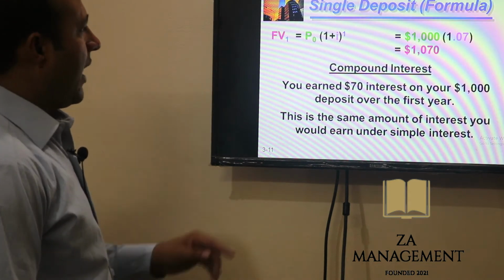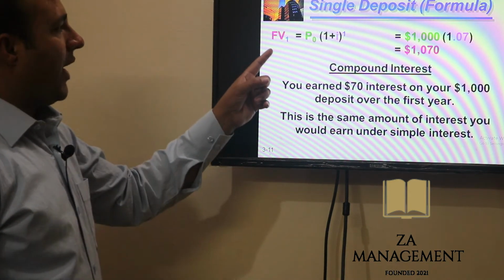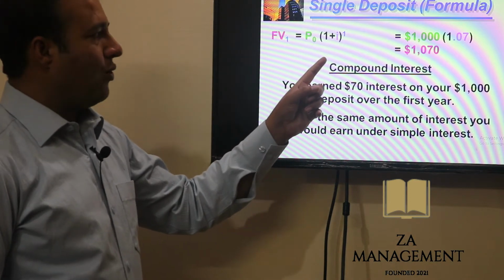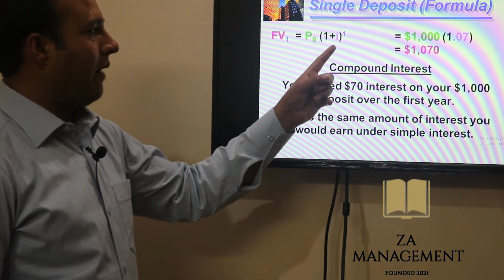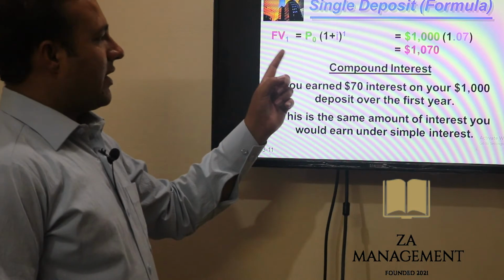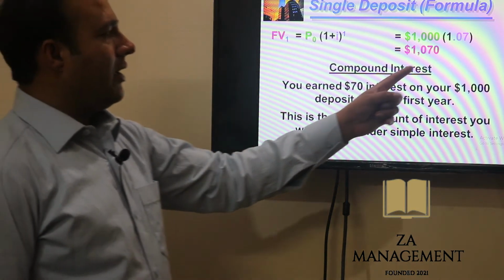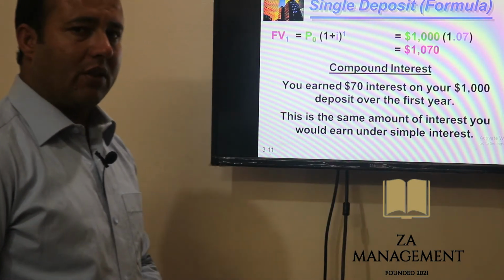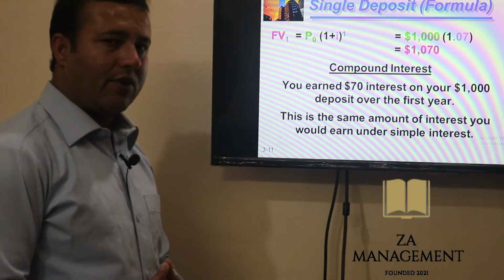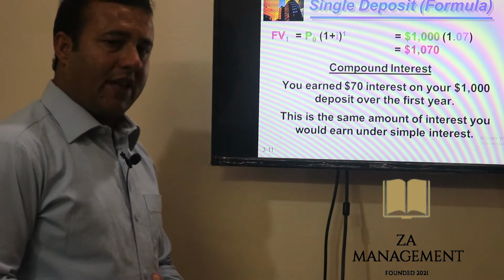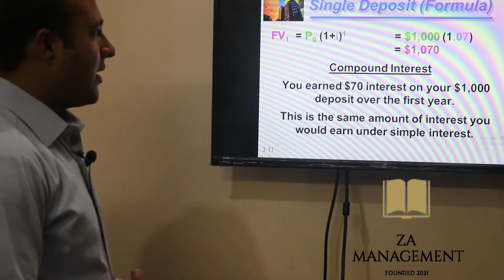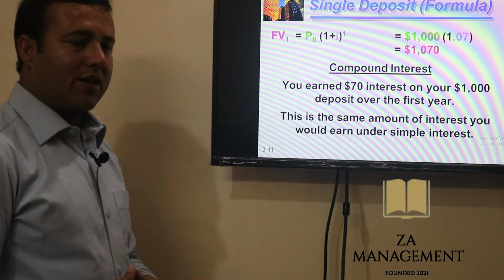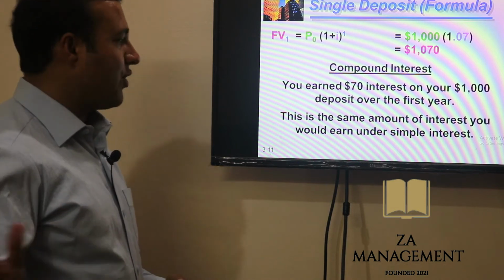The future value formula is this one. Future value is equal to P naught into (1 plus I) whole to the power n. Here, if this is the single period case, then 1000 multiplied by 1.07 is 1070, which was also the case in simple interest. So if the investment period is a single one, simple interest and compound interest will result in the same future value.